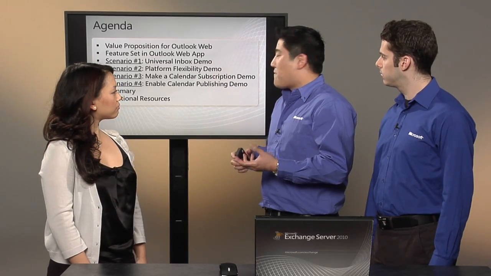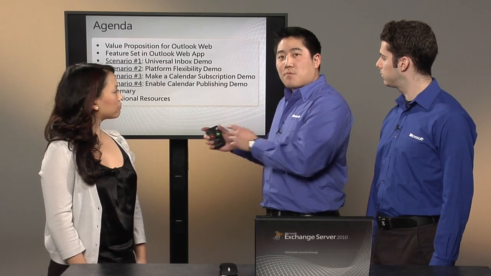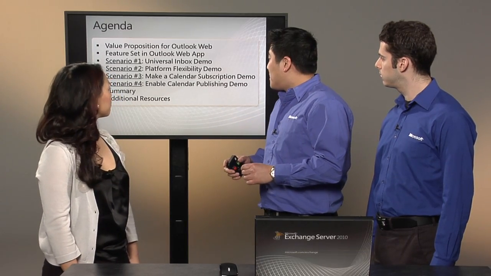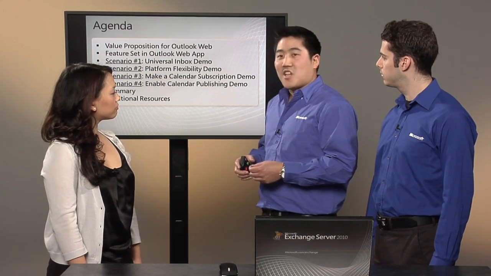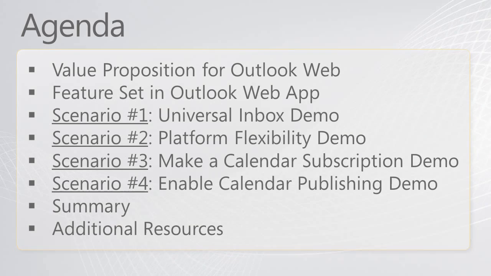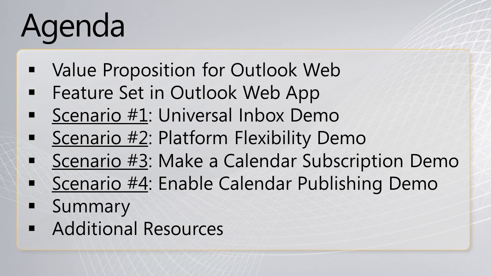Then we will look at platform flexibility, which shows Outlook web app working on the various major browsers. The third scenario will be calendar subscription, and then the fourth scenario will be about calendar publishing, and the two scenarios go hand in hand. And then finally, we will conclude and then talk about some resources if you're really interested in the topic.